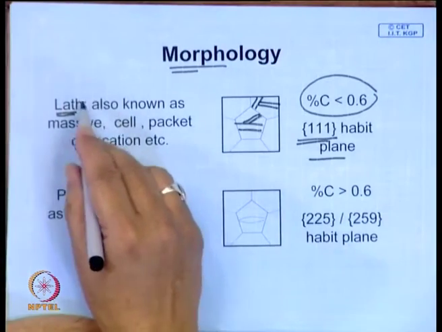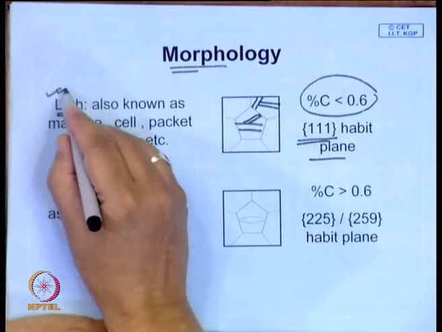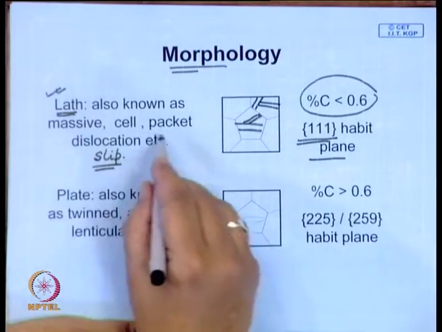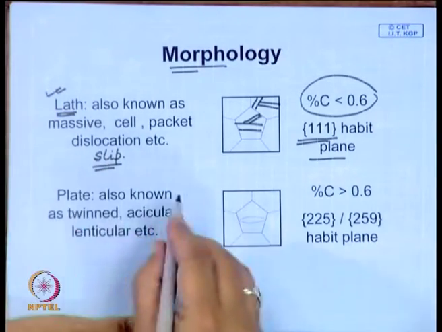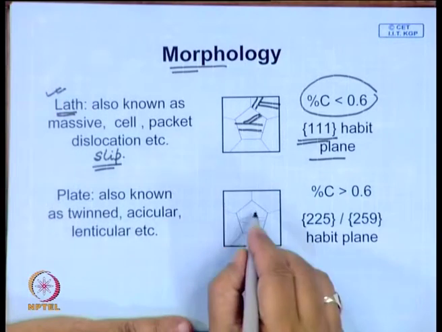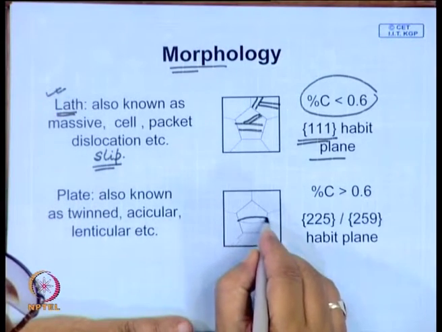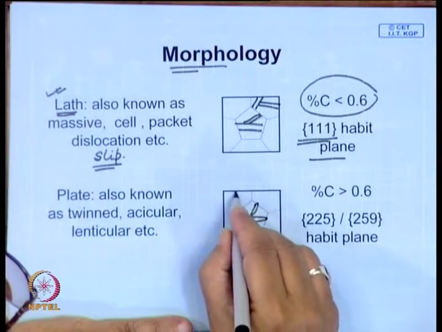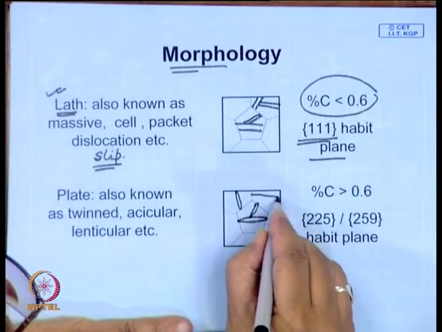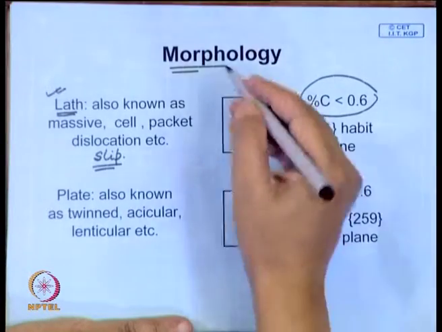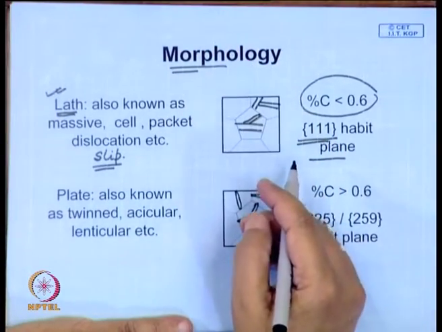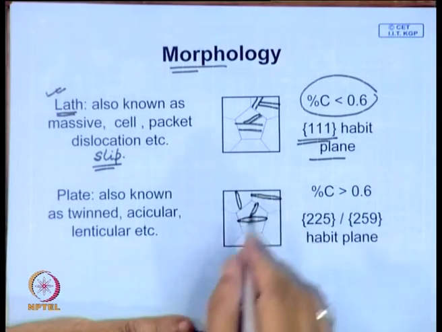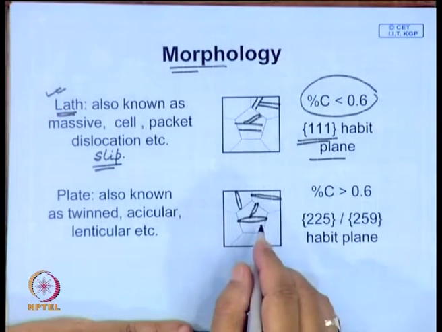And the present name is lath, but it has been known by several other names earlier also, which is shown here. And the other one, where you have an irrational plane, is a needle-like structure, and this is the structure. In this case, this interface movement, whether it is lath or plate type martensite, is very fast. It moves almost at the speed of sound.